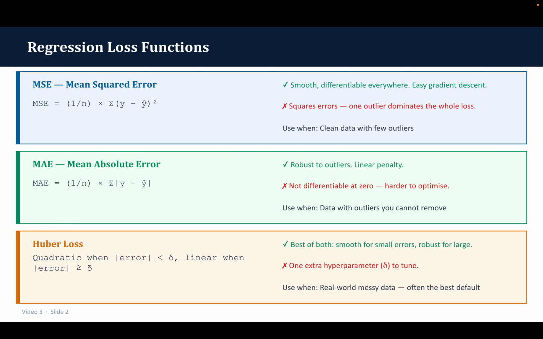We also have something called the Huber loss, which is like the best of both, smooth for small errors and robust for large. What it means is you have one extra hyperparameter to tune, and you use this when you have real-world messy data, which is often the best default.